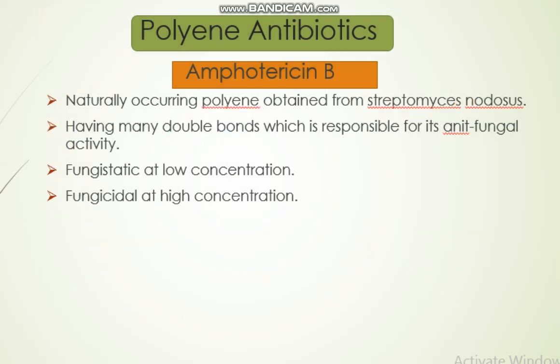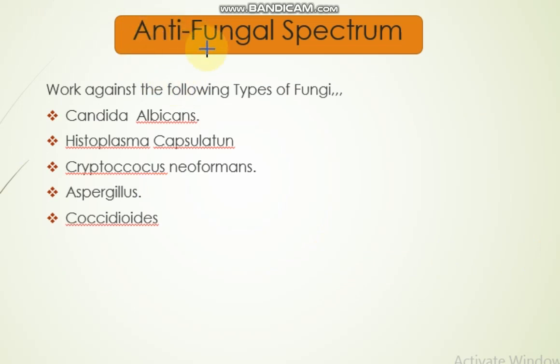Now let's move forward to the antifungal spectrum of amphotericin B. Amphotericin B works against the following types of fungi: Candida albicans, Histoplasma capsulatum, Cryptococcus neoformans, Aspergillus, and Coccidioides. For these types of fungi we can use amphotericin B, or simply, if an infection occurs due to these fungi, we can administer amphotericin B. So that's the antifungal spectrum of amphotericin B.